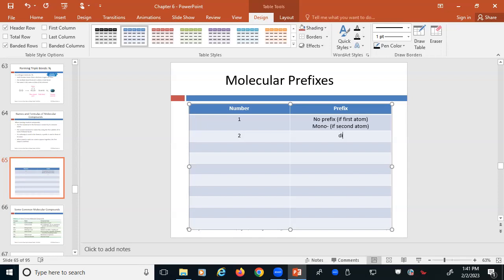For two, the prefix is di. For three, it's tri. For four, it's tetra. For five, it's penta. Six, hexa. And so what you should start to notice is that it falls into your standard geometry prefixes, with one little exception, and it's number 7. 7 is hepta instead of septa. But otherwise, 8, octa, 9, nona, and 10, deca.